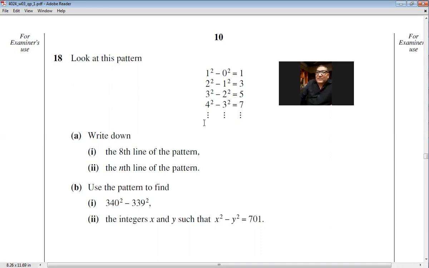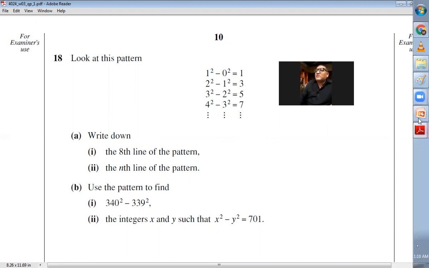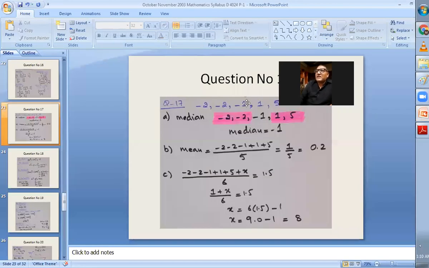The eighth line will be 8 square minus 1 smaller than 8, that will be 7, 7 square, equals 8 plus 7, that will be 15. And the nth line will be n square minus n minus 1 whole square equals n plus n minus 1. Let me show you, I've written this on a paper.